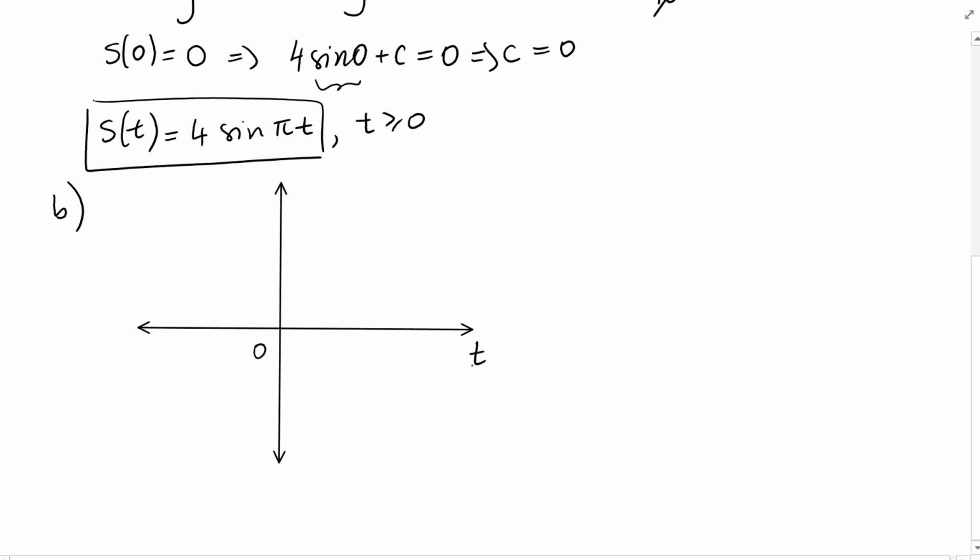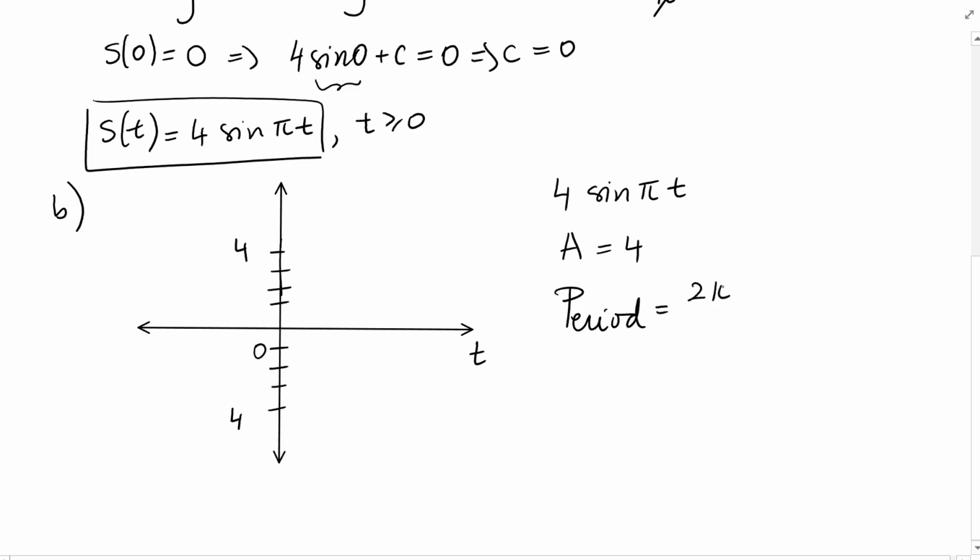In order to do that, we want to graph 4 sine of pi t, which means the amplitude is 4. So when I go here, 1, 2, 3, 4, and 1, 2, 3, 4. Maybe I shouldn't put a closed dot there, just a 4. So the amplitude is 4. The period is 2 pi, which is the period of sine of t, divided by whatever number we have in front of t, by pi. So the period is 2.